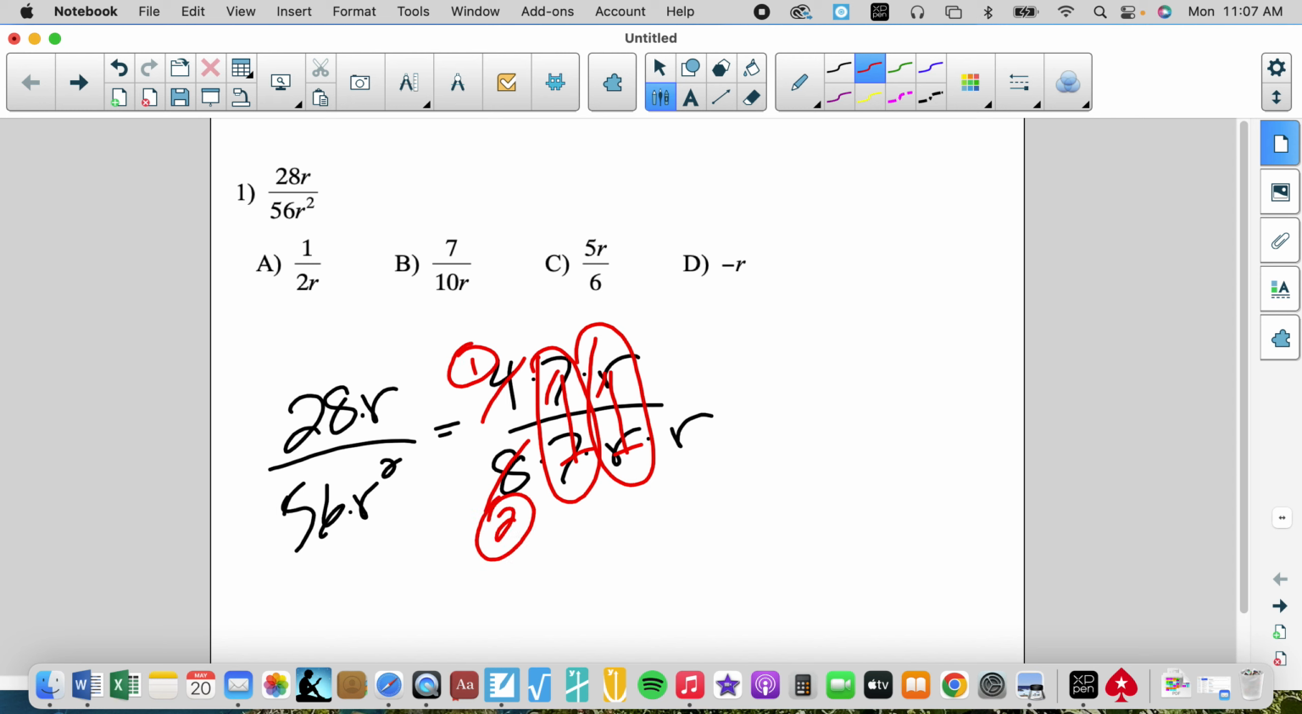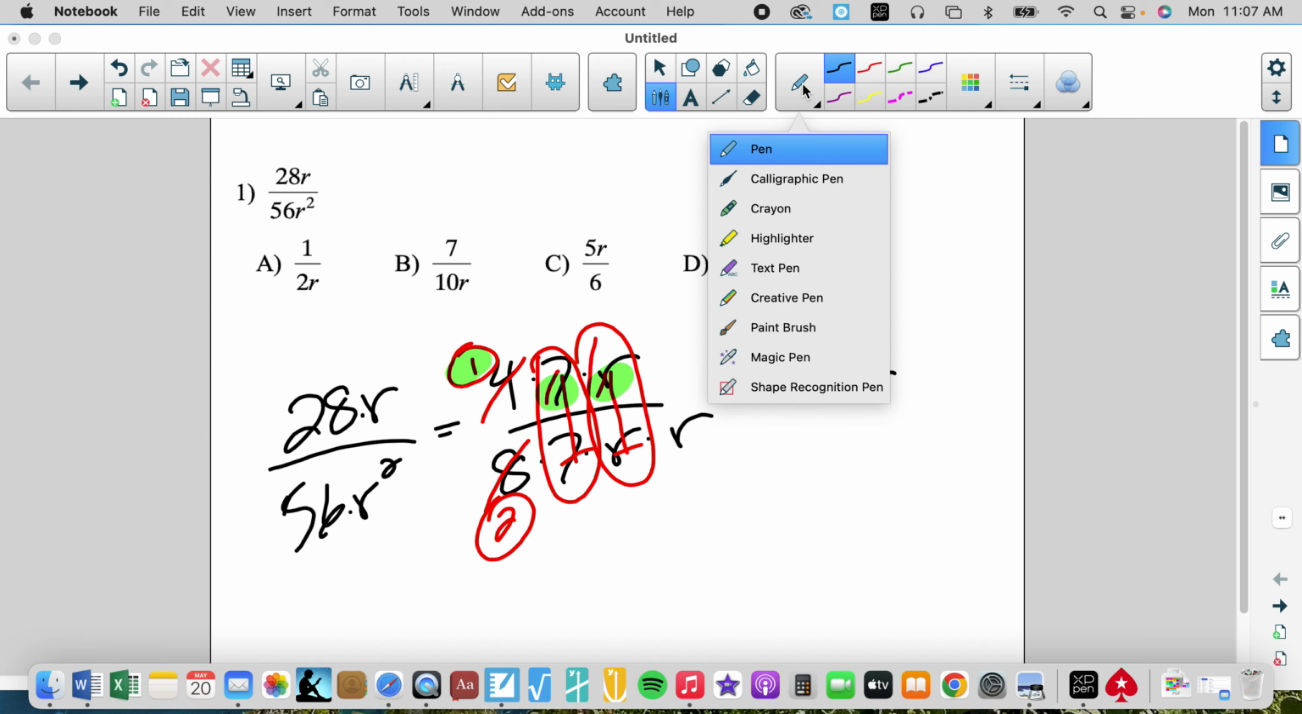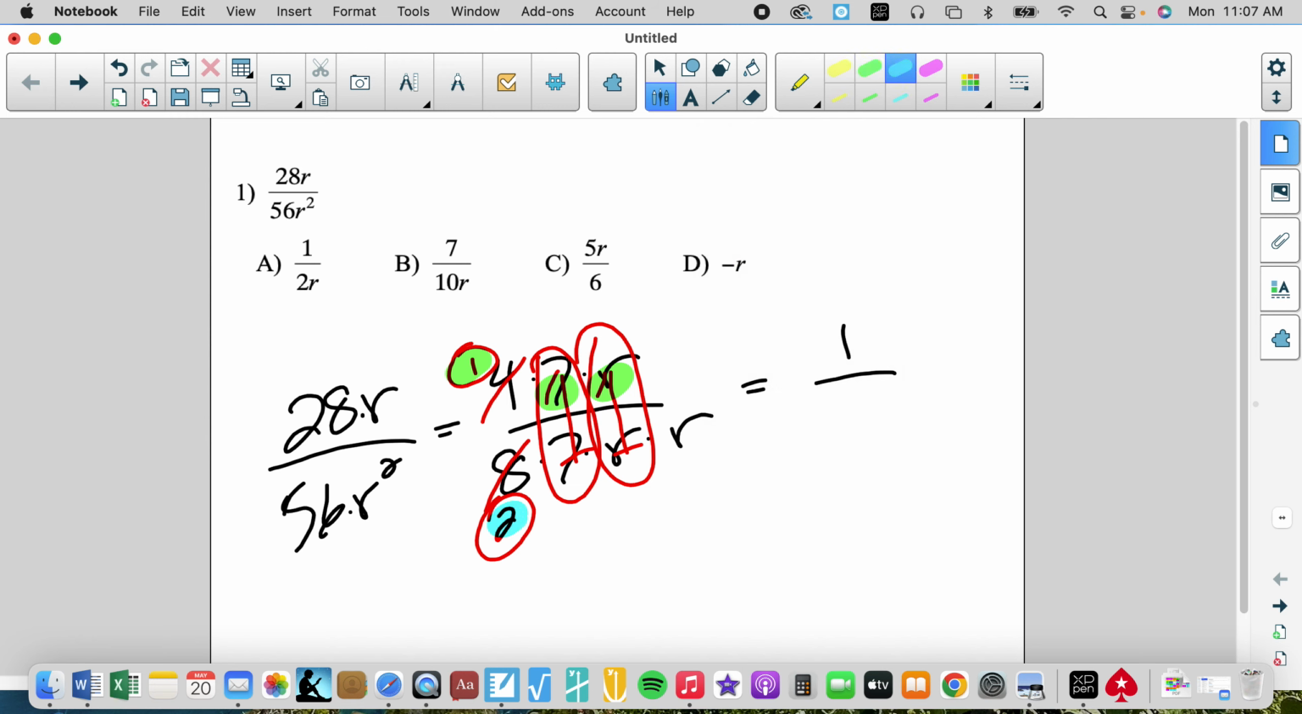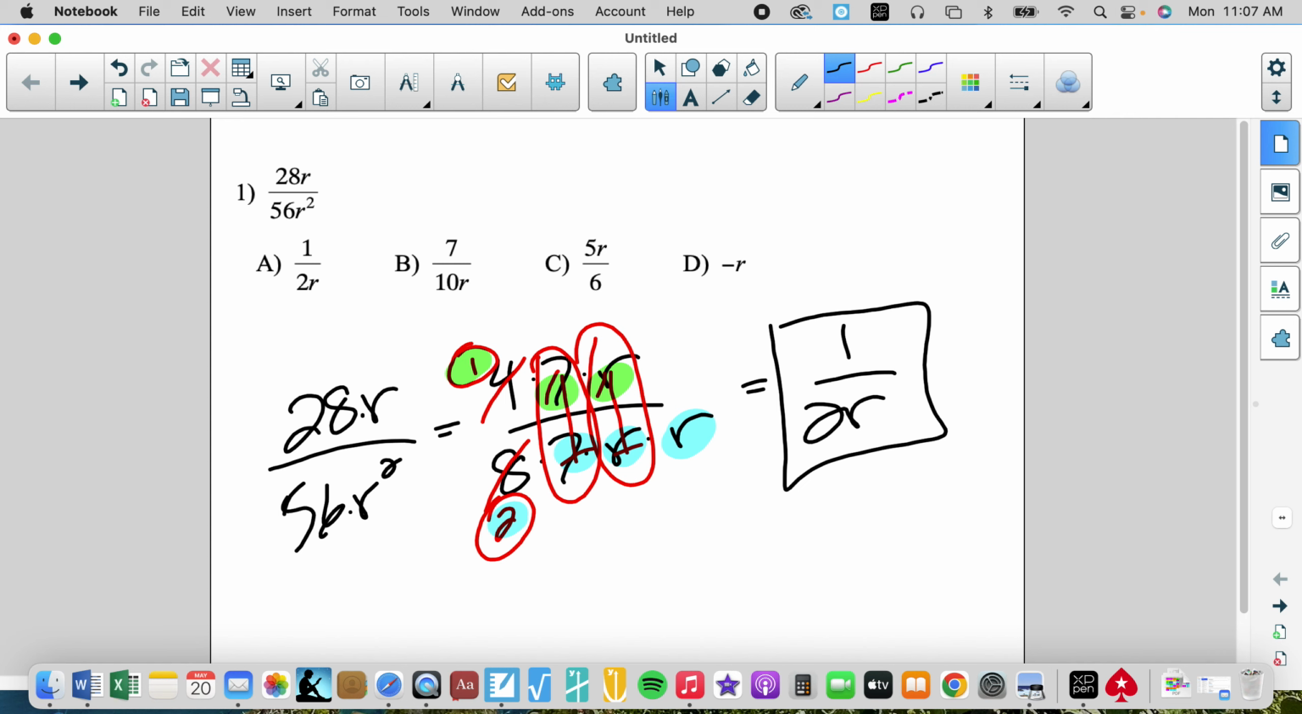So what do we have in the numerator? We have a 1, a 1 and a 1, and 1 times 1 times 1 gives us 1. And what do we have in the denominator? We're left with a 2 times a 1 times a 1 times an r. And 2 times 1 times 1 times r gives us 2r. So our answer is 1 over 2r. You wouldn't write 1/2 r, because then the r would be in the numerator. So that's a little bit of a tricky one.